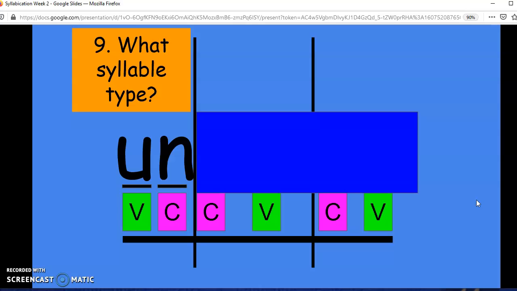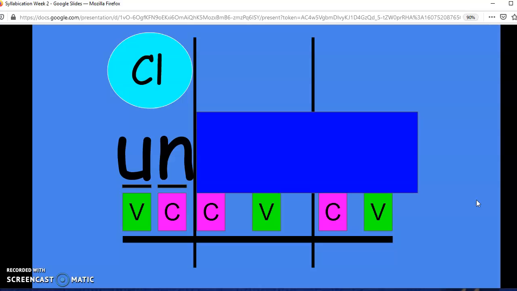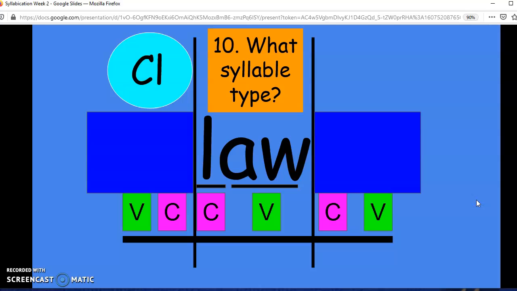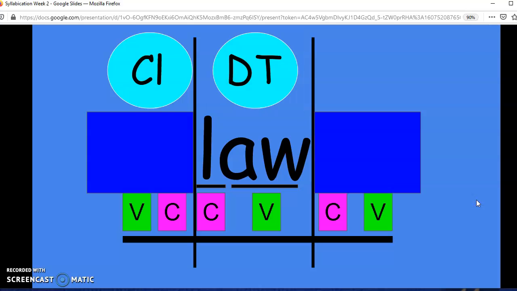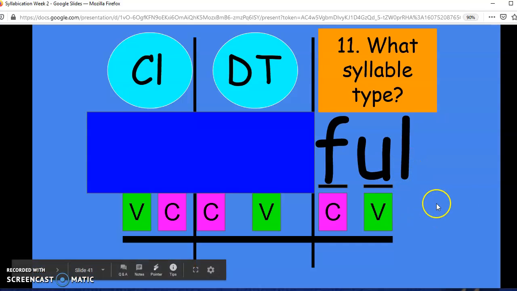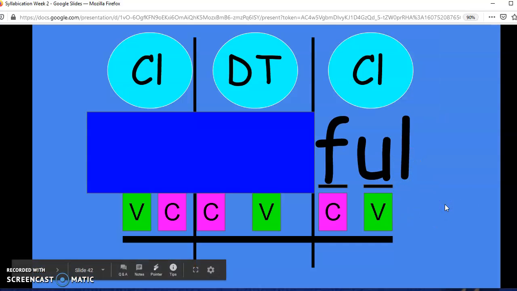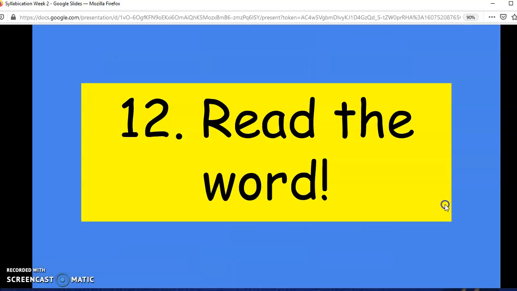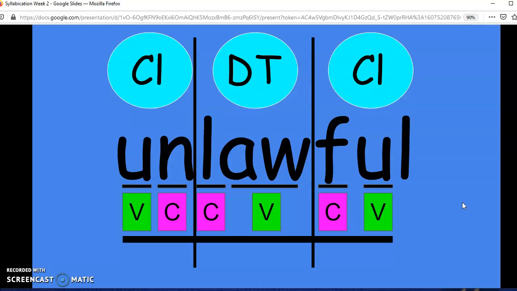So we're going to look and see what syllable type we have. We have a closed syllable. The N closes the door on the U. We see our AW diphthong. So we know this is a diphthong. And again, we see our U, but we have an L and it closes the door. So we have a closed syllable. Now we're going to read the word. Our word is unlawful. Nice work.